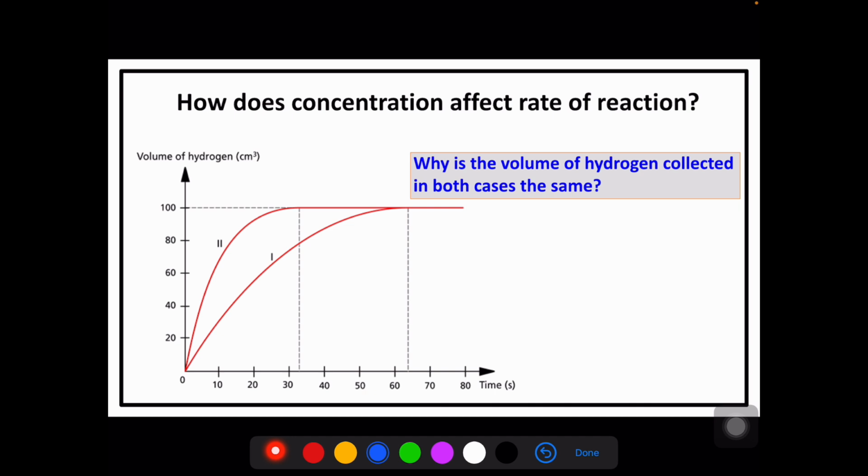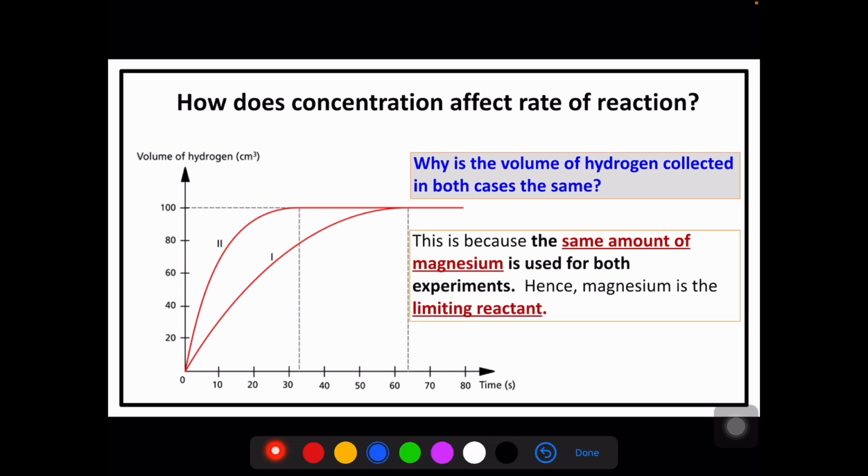Secondly, why is the volume of hydrogen collected in both cases the same? Why is it always 100 cm cubed? Now this has to do with the concept that you learned in Sec 3 about mole concept. The reason is that for both experiments, even though you change the acid, the magnesium was the limiting reactant. If you recall in Sec 3, limiting reactant means that it controls the amount of product. So if the magnesium that has been used is constant, that means you didn't change it, even though you change the acid concentration, it can become faster or slower, but the amount of product doesn't change because you didn't touch the amount of the magnesium in this case.